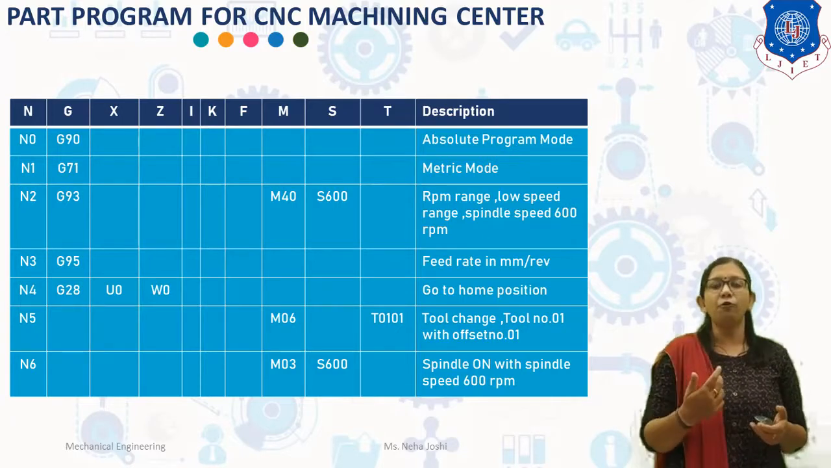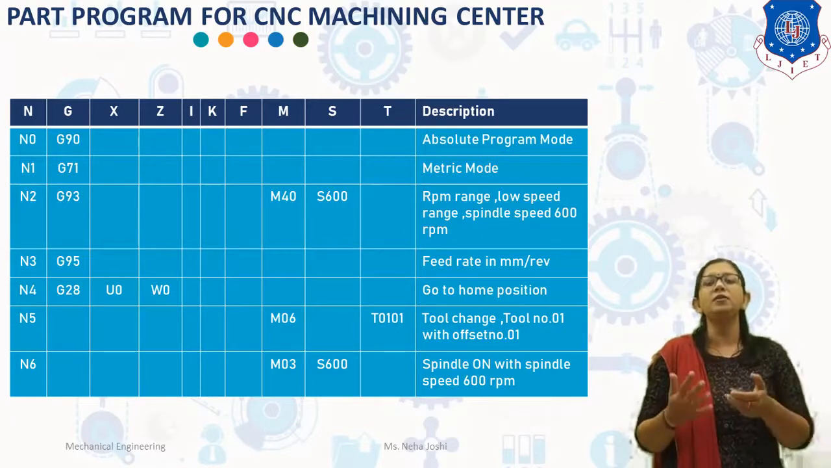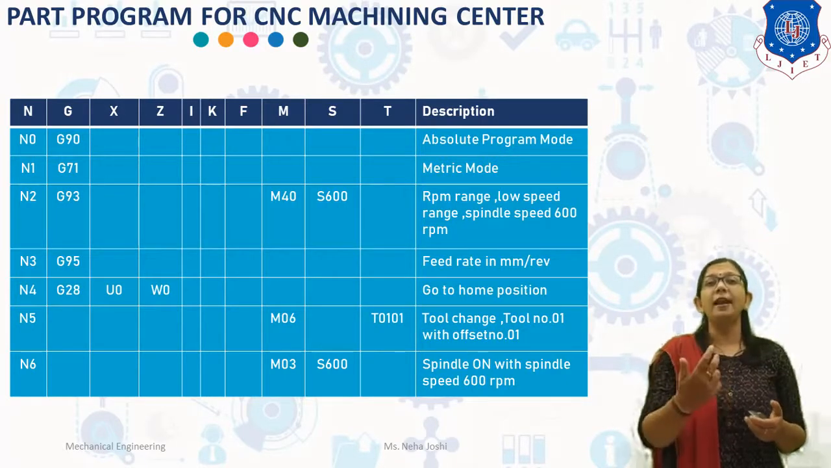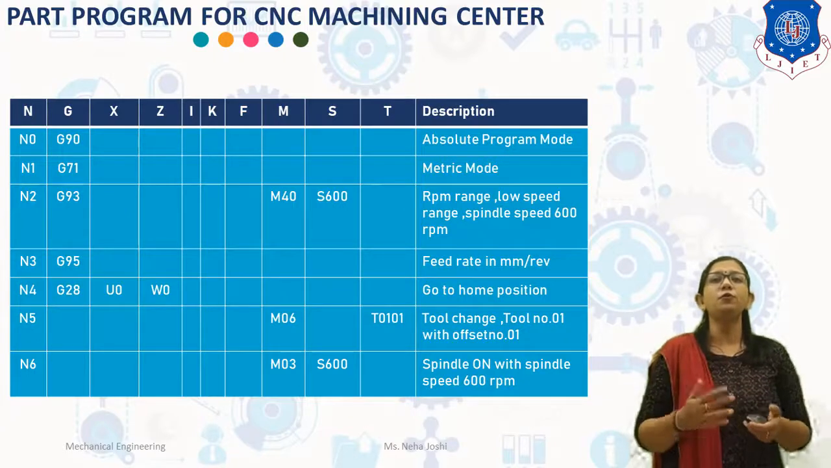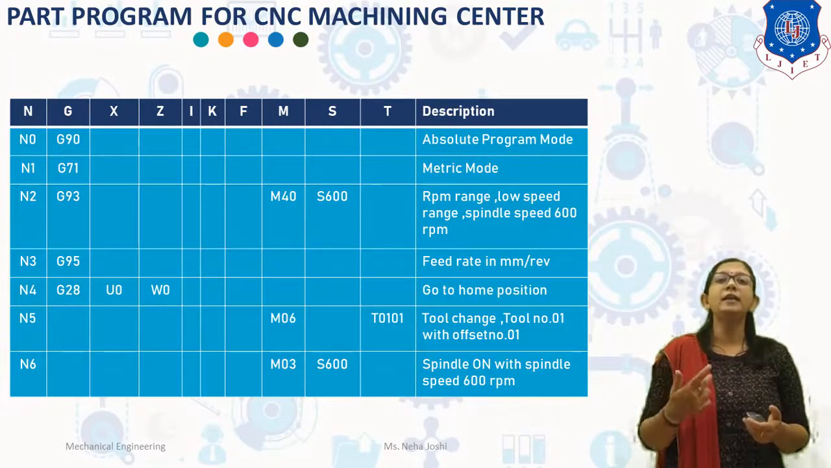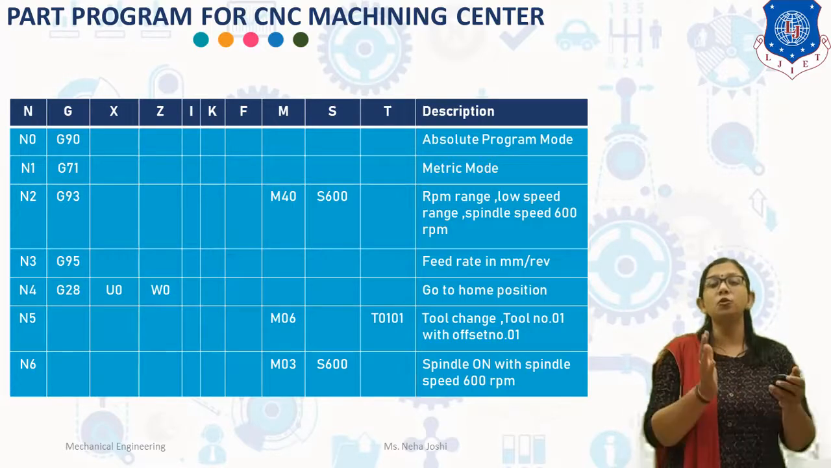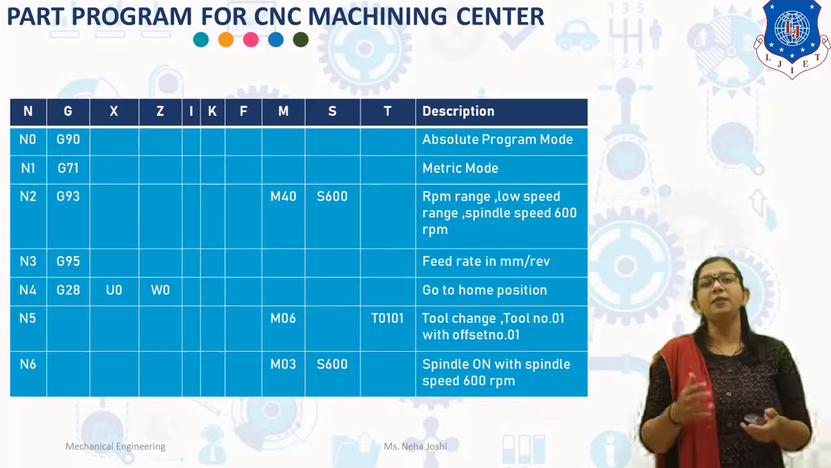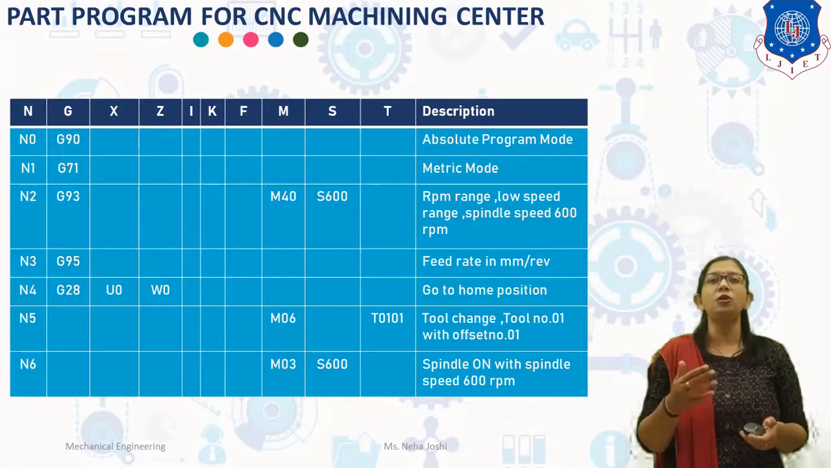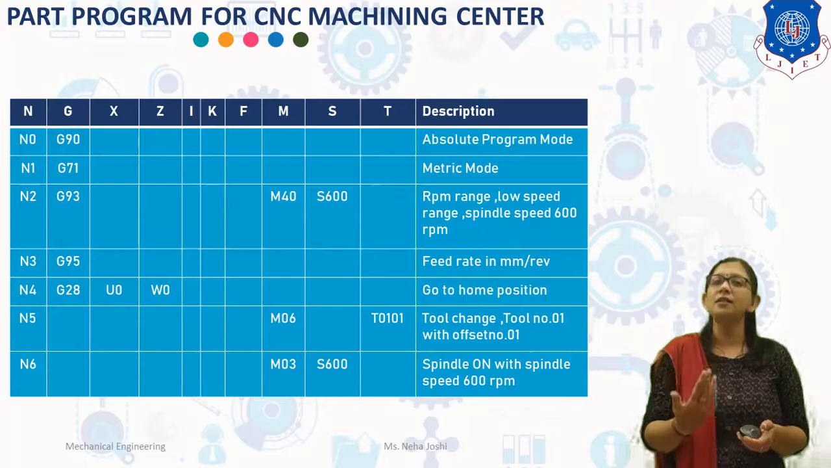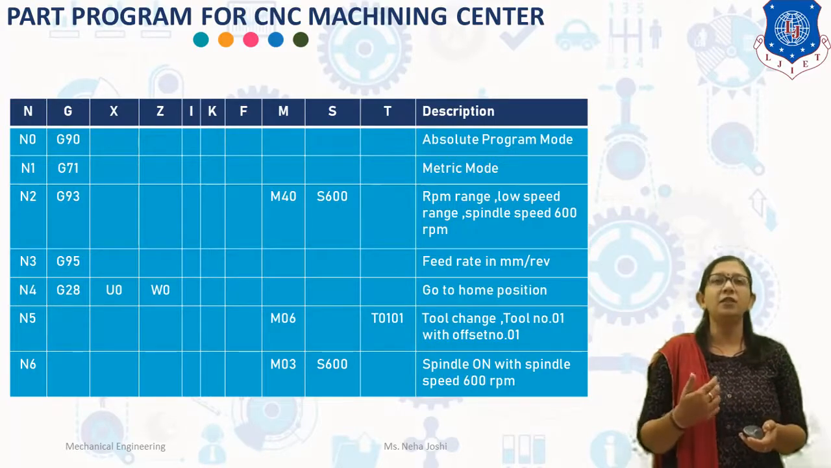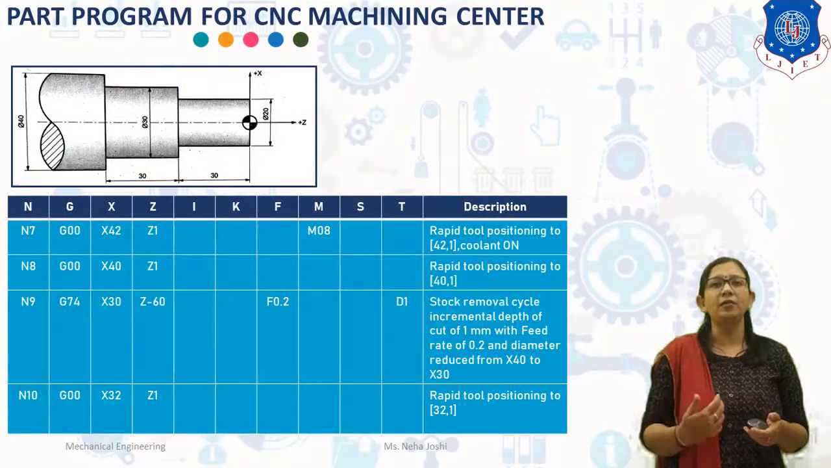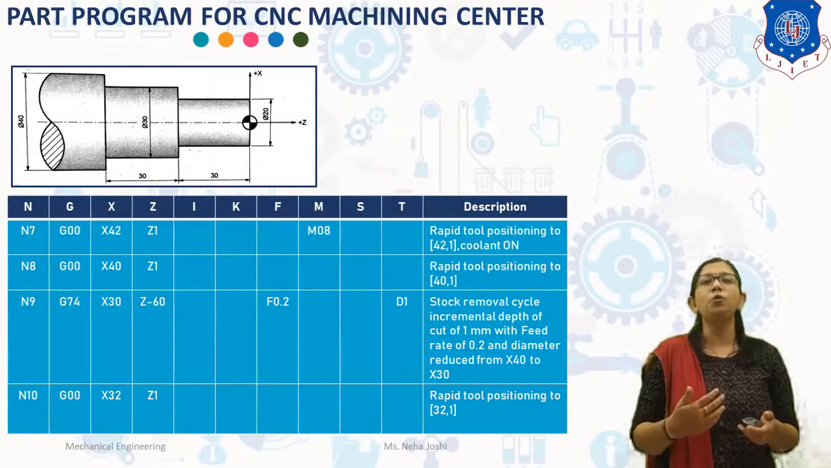The next sequence is N4. G28 is used for giving instruction to the tool to go to the home position. After that N5, M06 is used for changing the tool. T0101 indicates the tool number is 01 with offset number 01. After that the next sequence is N6, and M03 is used for turning on the spindle with spindle speed 600 rpm, which is given in our data. After that, the next sequence is N7. G0 is used for rapid tool positioning.